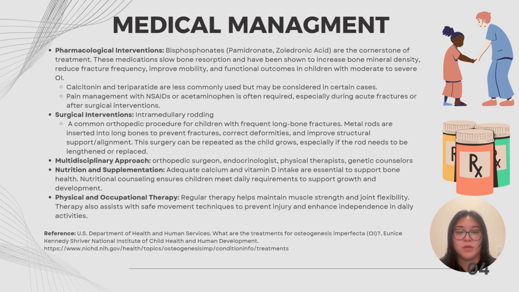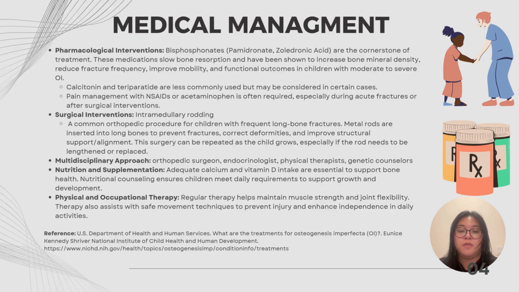These medications slow down bone resorption and have been shown to increase bone mineral density, reduce fracture frequency, and improve mobility and functional outcomes in children with moderate to severe osteogenesis imperfecta, otherwise known as OI. Calcitonin and teriparatide are less commonly used but may be considered in certain cases, and pain management with NSAIDs or acetaminophen is often required, especially during acute fractures or after surgical interventions.